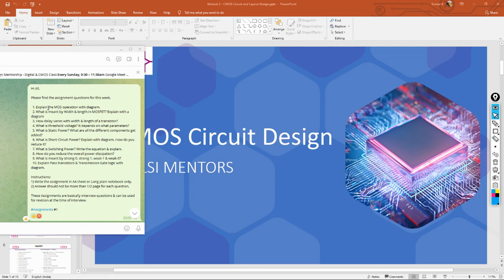So the first thing is basically explain the MOS operation with diagrams. I would expect you to write all the three stages or the three modes of operation. You guys know that: cutoff, linear, and then saturation with diagram, so that you remember how it actually operates.